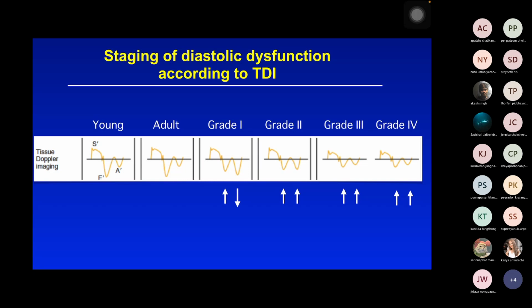This means all of this process is a continuous process. When the myocardium is stiff and the mitral valve annulus is also stiff, then the tissue Doppler represents the MV annulus movement. When the left ventricle is stiff, the movement is decreased. That's why the MV annulus detected from the tissue Doppler imaging is also decreased. This is the tissue Doppler imaging.